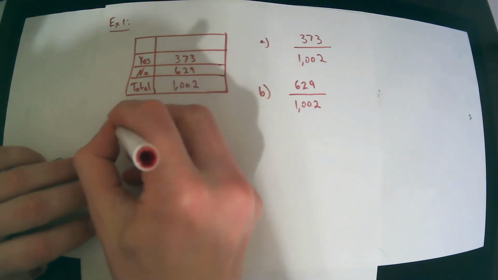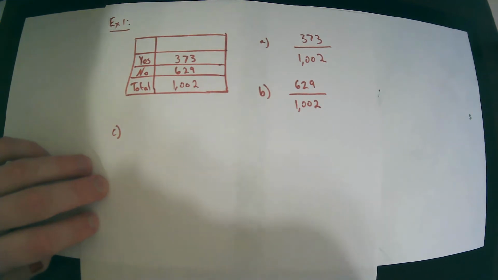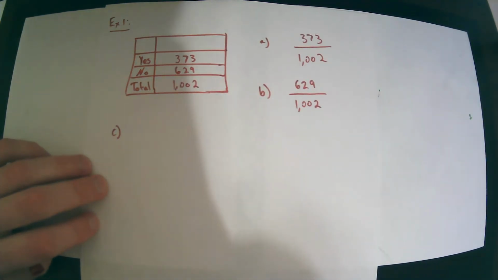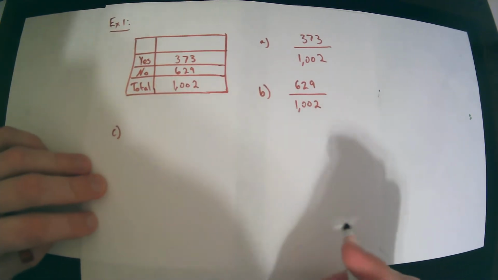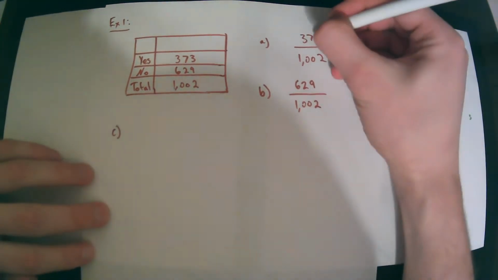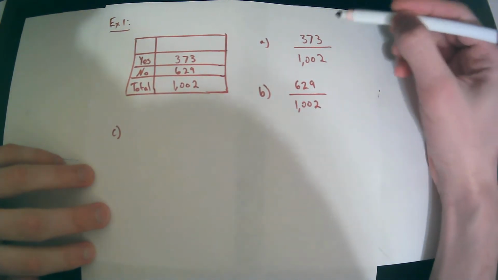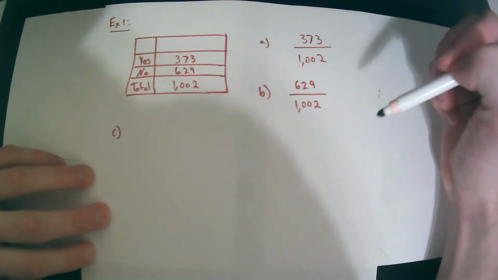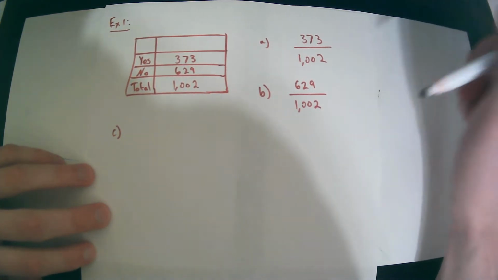Okay, part C says to write both of these numbers as percentages. Do you remember how to do it in the calculator? Remember, all you do is perform the division, literally do 373 divided by 1,002 times 100%. That's going to be your answer.